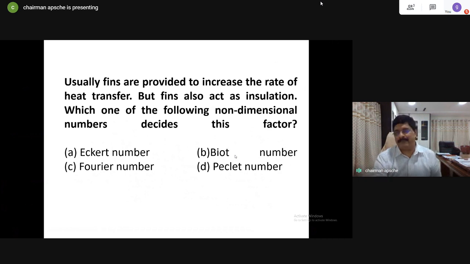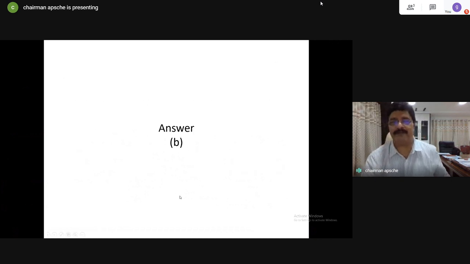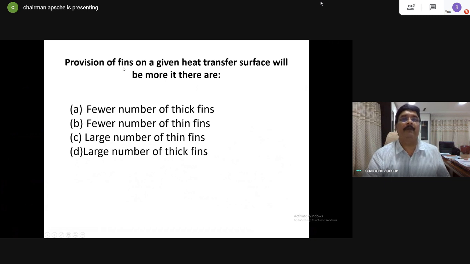So there are two things. When you are analyzing a fin, what is the resistance for heat transfer by conduction through the fin, and what is the resistance offered for convection? So the Biot number represents an appropriate one. Provision of fins on a given heat transfer surface will be more if there are fewer number of thick fins. What do we need? Fewer number of very thick fins, fewer number of thin fins, large number of thin fins, or large number of thick fins?